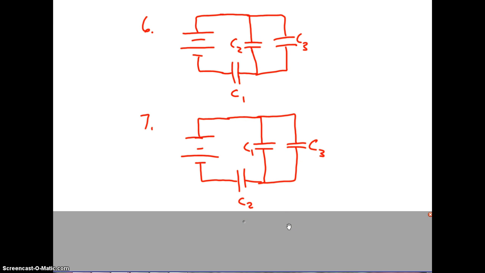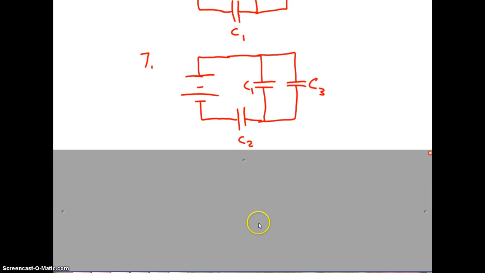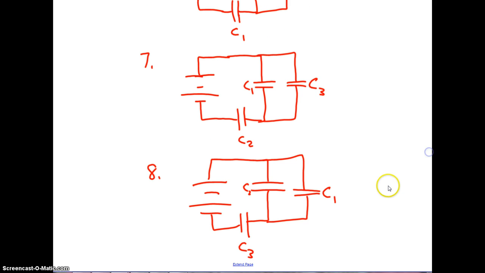Similarly, we have C1 and C3 in parallel with each other, which is in series with C2. And for our last combination, we have C1 and C2 in parallel with each other, which is in series with C3. If you think you have another combination that would work, please feel free to share it in class tomorrow.